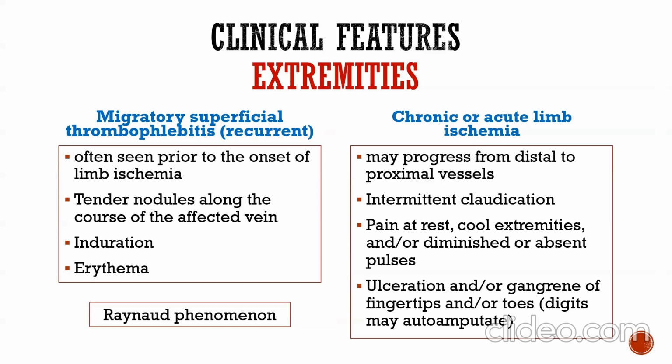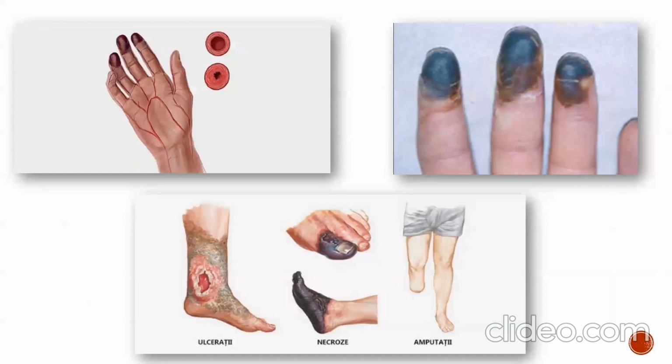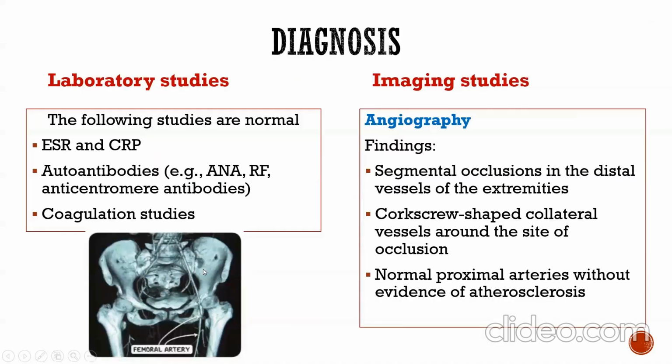intermittent claudication, pain at rest, cool extremities, and/or diminished or absent pulses, ulceration and/or gangrene of fingertips and/or toes. Digital amputation may be needed. Here we see gangrene of the finger in a patient with thromboangiitis obliterans, amputation in a patient with this disease, and ulcer formation.